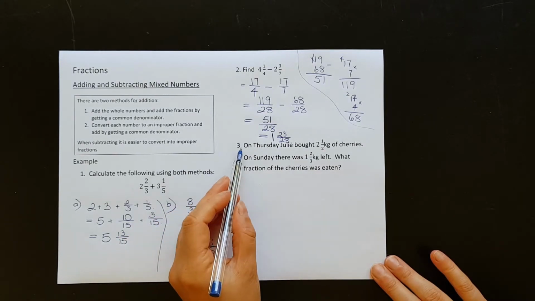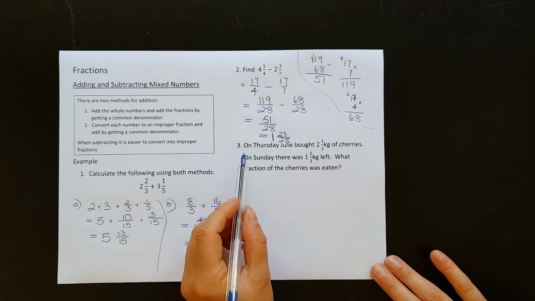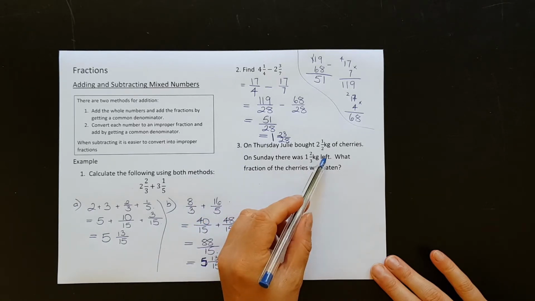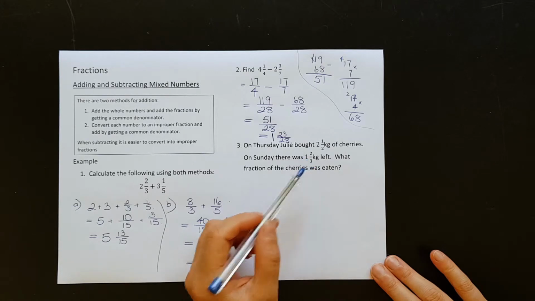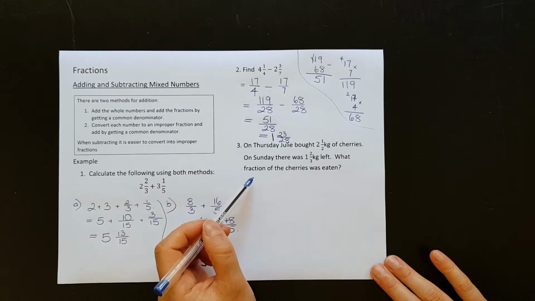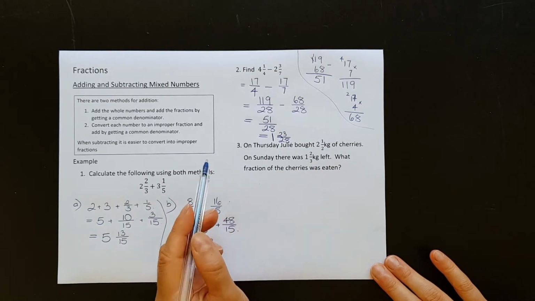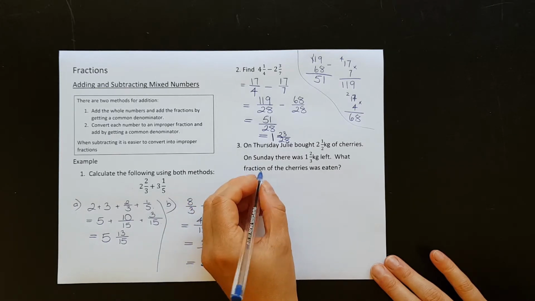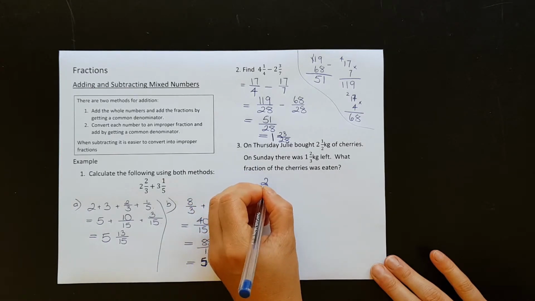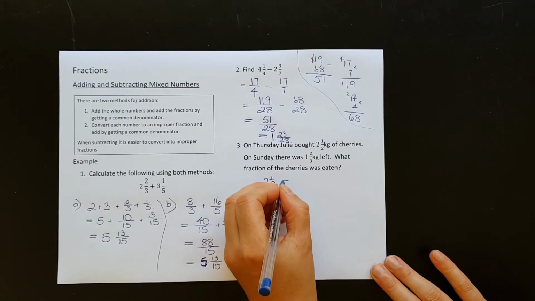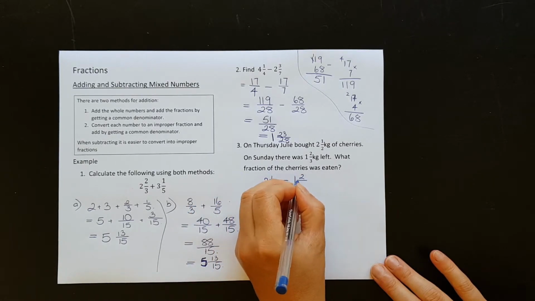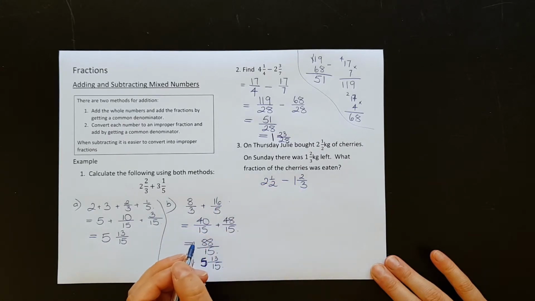All right, let's have a look at question 3. On Thursday, Julie bought 2.5 kilograms of cherries. On Sunday, there was 1 2/3 of a kilogram left. What fraction of the cherries was eaten? So she started off with 2.5 kilograms. If we subtract off what is left, that will tell us how much is eaten.